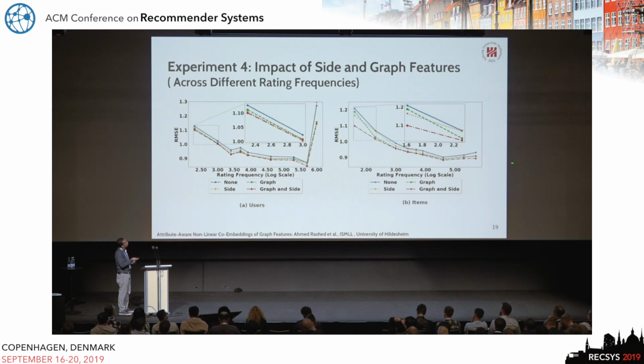We don't have the problem here in items, but you can see that increasing the ratings for every item will also increase performance. And if you have too few ratings for items, the graph-based feature will not help a lot. Once you increase this rating frequency, you can see the graph-based feature become even better than the side features, and combining both of them will also give the best performance.